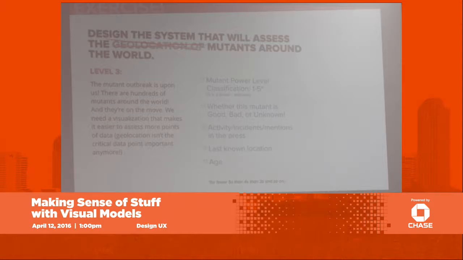The power level, 1 through 5, whether this mutant is good, bad, or unknown, activity incidents, mentions in the press, so all of that you're familiar with. Their last known location, so we still want to know the geolocation, but you can represent it in some way other than a map. In fact, I'm going to say don't use a map this time. And then age. Someone on the team wants to know their age. Are they kids or are they teenagers? Got to watch out for those teens, right, with powers. So anyway, those are the 5 points of data we want to know.